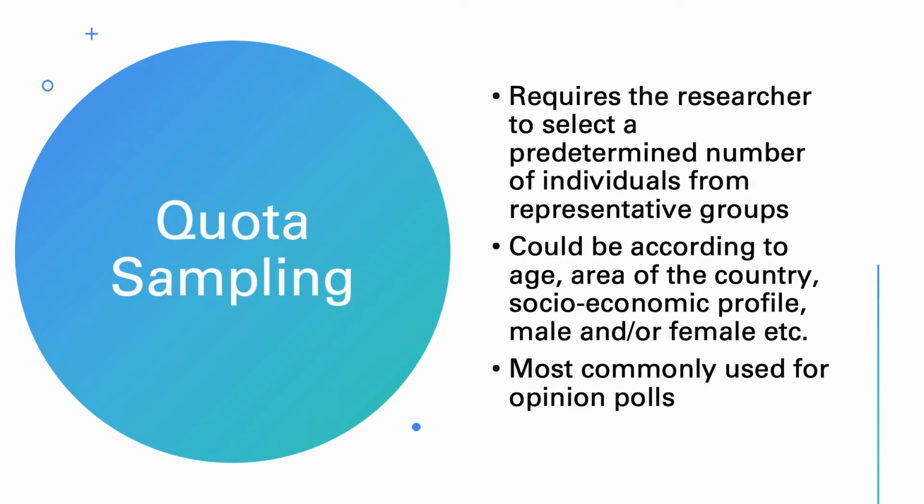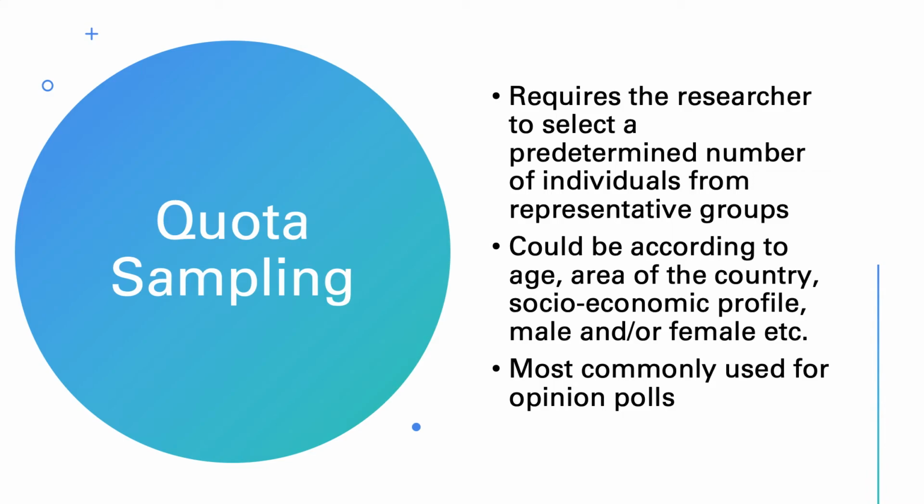Quota sampling requires the researcher to select a predetermined number of individuals from representative groups. These are quite commonly used for opinion polls. It could be according to age, area of the country where they live, their socioeconomic profile, so how much money they've got and what sort of job they do, whether they're male, female, or transgender.